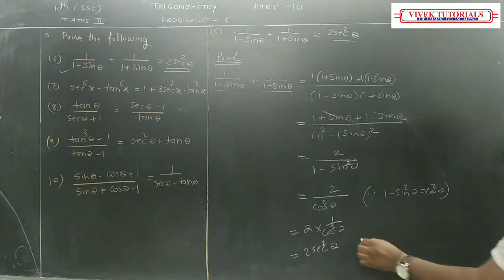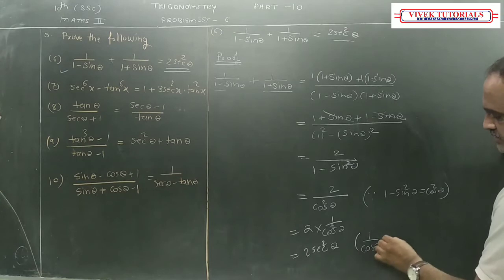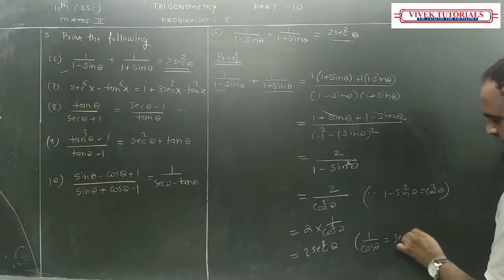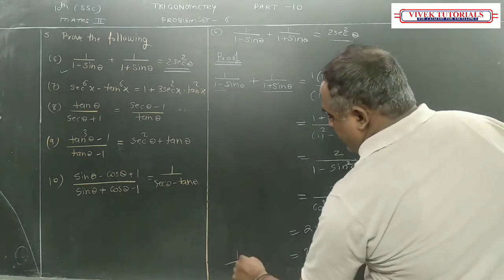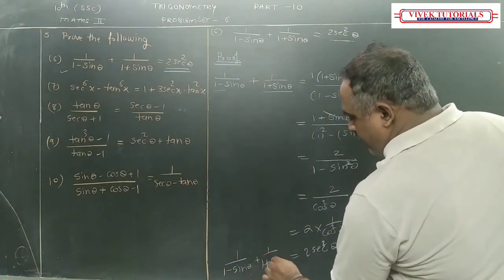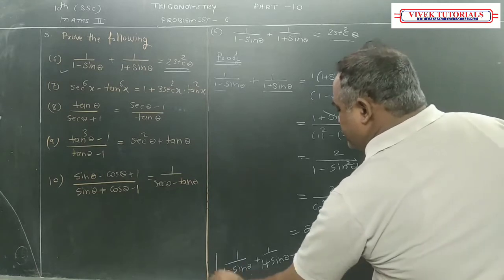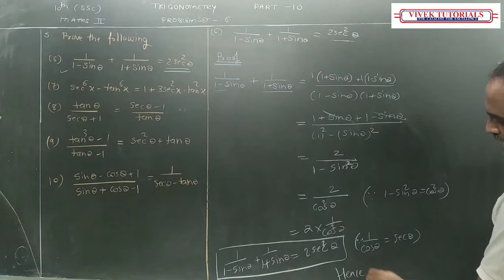Is it right? The reason is that 1 upon cos theta is equal to sec theta. Hence, what can I write then? Here we can write that 1 upon 1 minus sine theta plus 1 upon 1 plus sine theta is equal to 2 sec square theta. Put this in a box and write here, hence proved. Please copy it down properly.